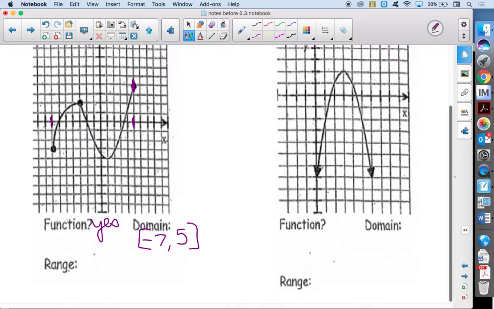We put brackets around them because they are points on the graph. So they get a bracket. How about the range? So looking at the bottom of the graph to the top of the graph, what would you say the range is?